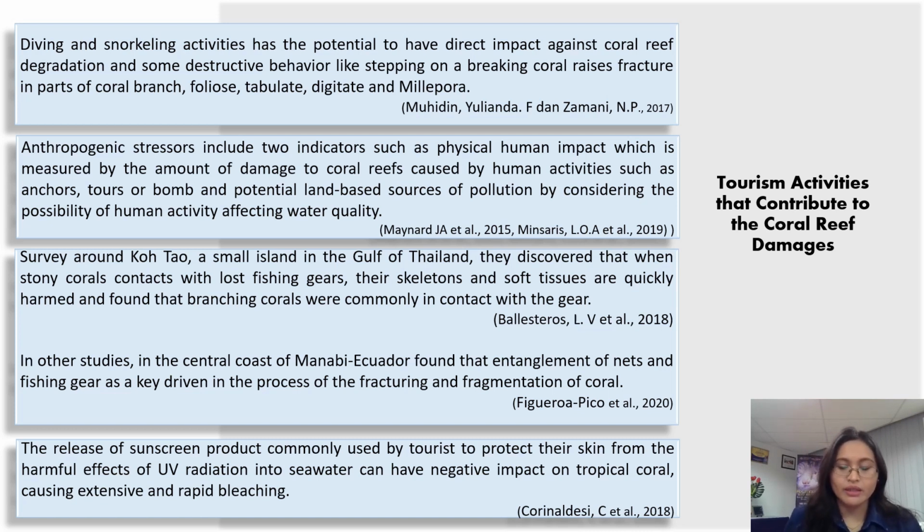Another study in 2018 found that the release of sunscreen products commonly used by tourists to protect their skin from the harmful effects of UV radiation into seawater can have a negative impact on tropical coral, causing extensive and rapid bleaching.